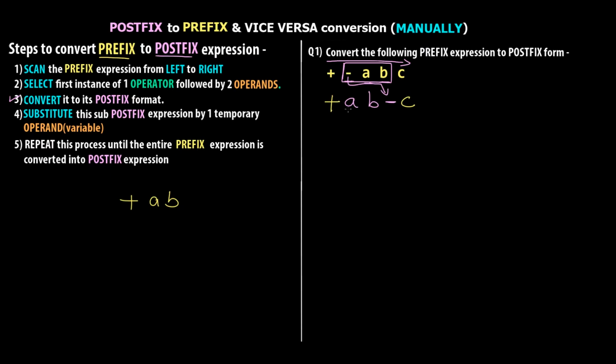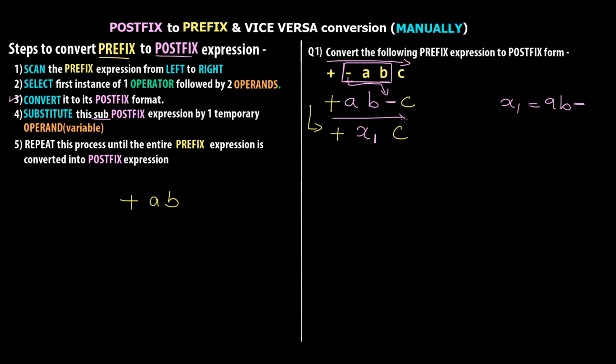Okay. So this is step number 1. Now we have to substitute this postfix, that is AB minus. So we will say x1 is equal to AB minus. So we have to substitute this sub postfix expression by one temporary variable or temporary operand. So that is x1. And we have to repeat this process until the entire prefix expression is converted to its postfix format. So now this expression would look like, we'll write plus, this AB minus can be substituted with x1, and of course we have C.